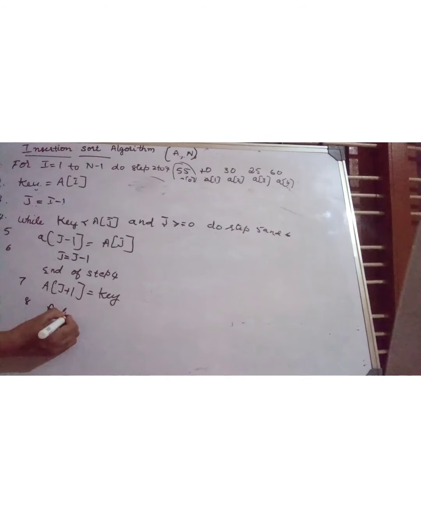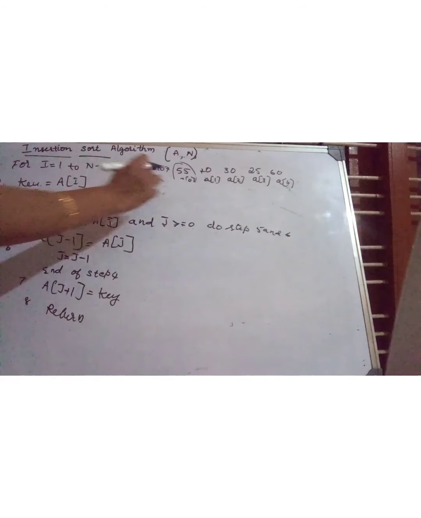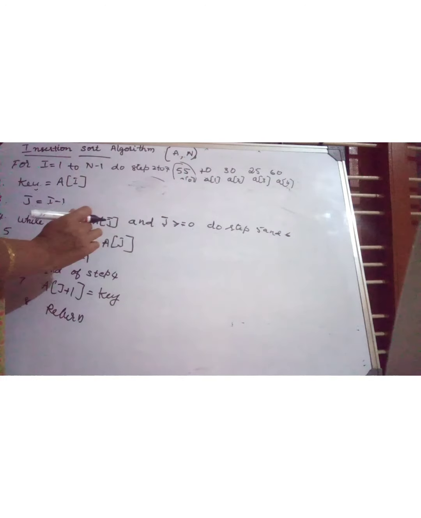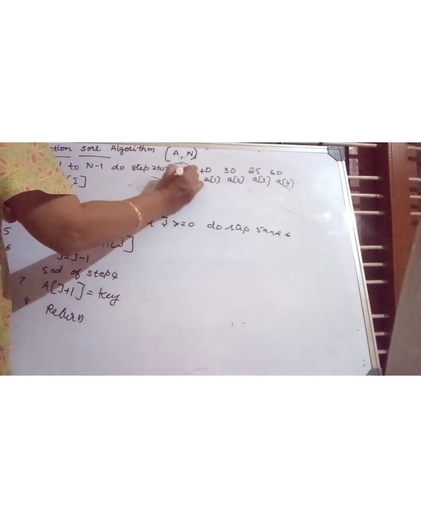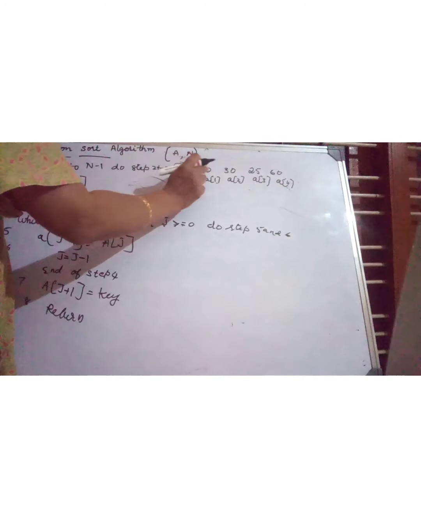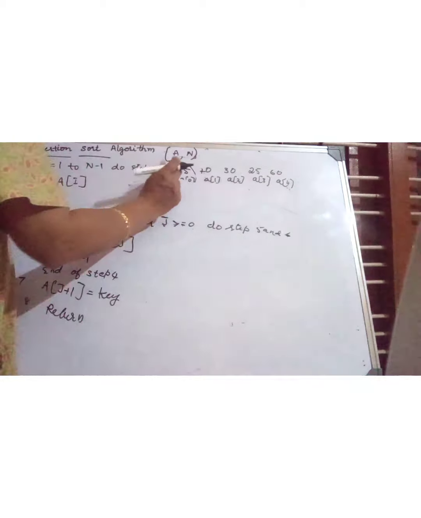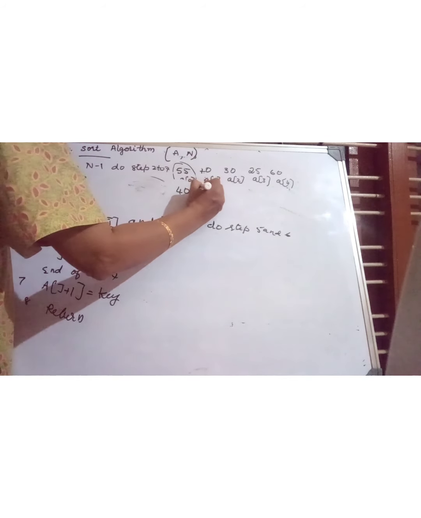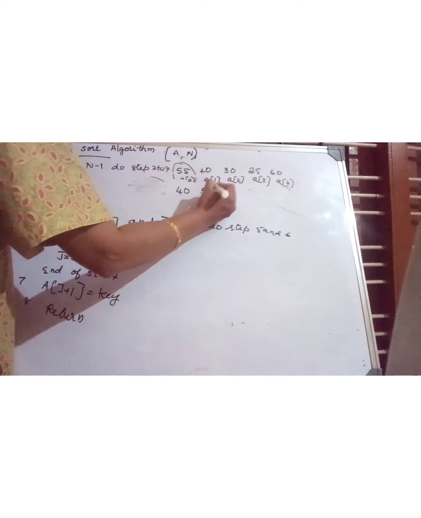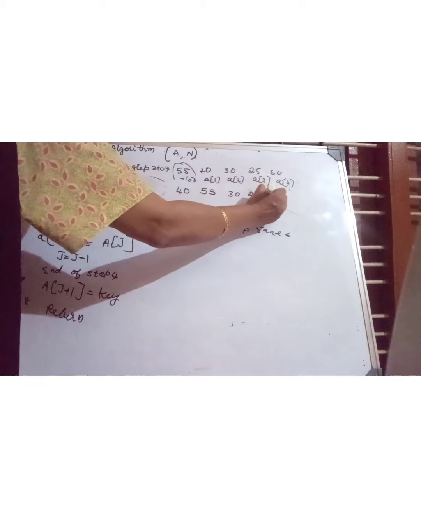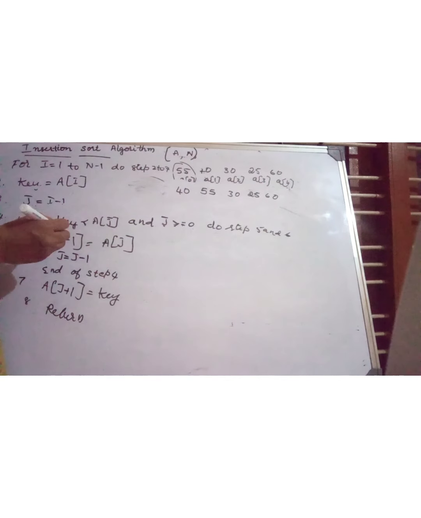Once again I will explain with numbers. Since I have 55, 40, 30, 25, 60, first 55 and 40 are compared. Since 40 is less than 55, in the first step 40 will be exchanged, 55 will move this side, and then 30, 25, 60. This is how it will be arranged.